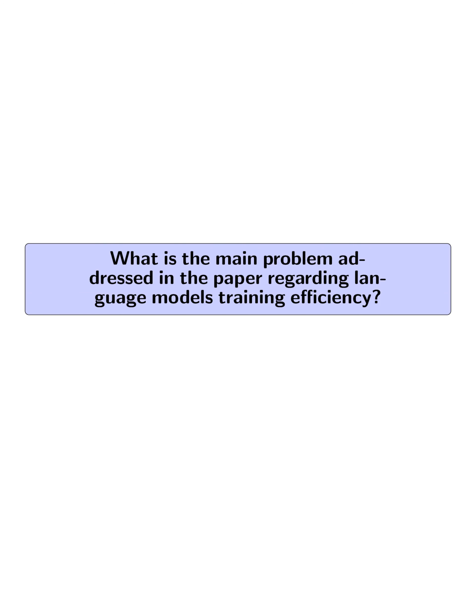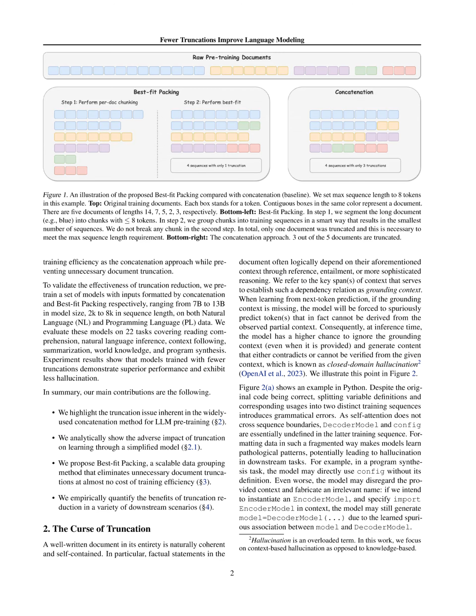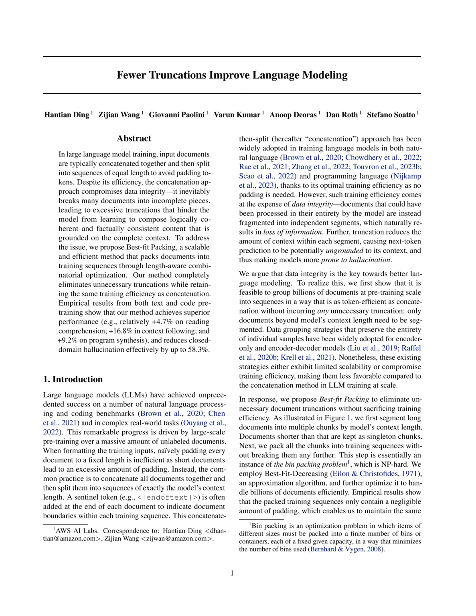What is the main problem addressed in the paper regarding language models training efficiency? The main problem addressed in the paper regarding language models training efficiency is the issue of unnecessary document truncation during pre-training. The paper highlights that the widely used method of concatenating all documents together and then splitting them into sequences for training leads to data integrity loss and potential hallucination in models.